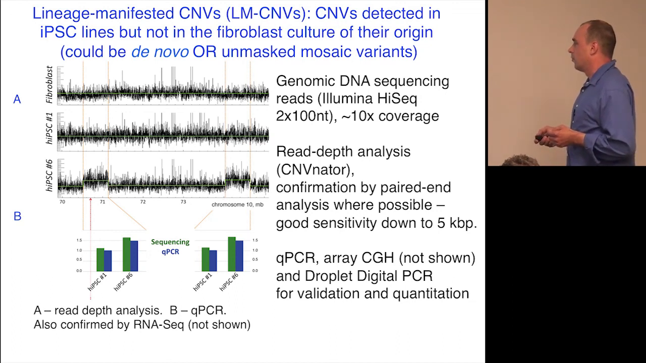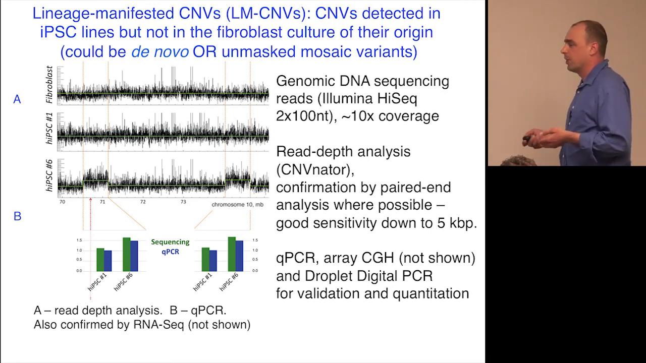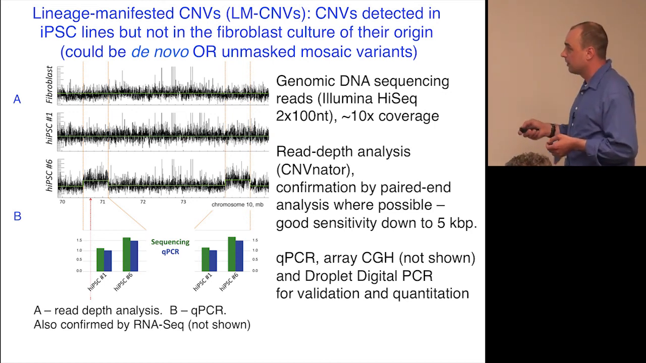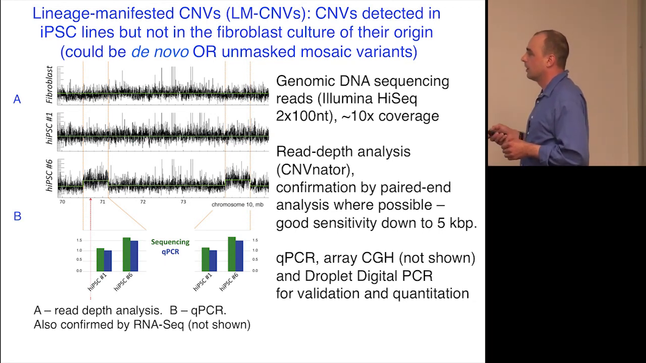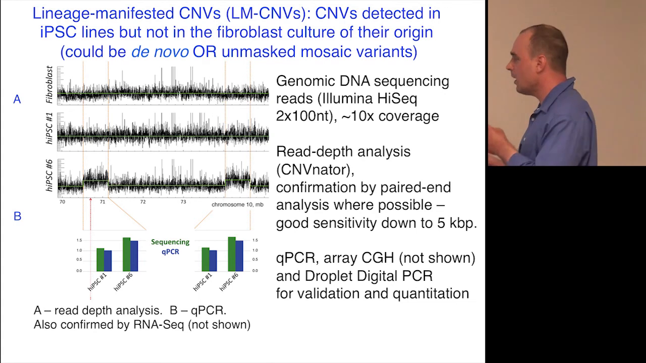Then for these CNVs that we detected this way, we did extensive validation. We did qPCR and array CGH. I'm showing some qPCR results here, but in most cases it was good enough to just confirm large CNVs like this, and we left it at that. Then we also did extensive PCR and, of course, ddPCR validation and quantitation, and I'll get to that in a moment.